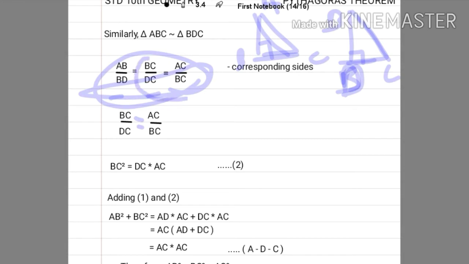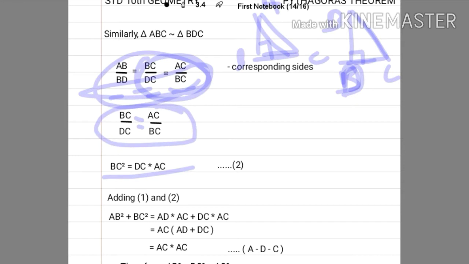second and the third terms, then we will get BC square, because what we want is AB square plus BC square, right? So if we equate the last two terms, that is BC upon DC is equal to AC upon BC, then we will get BC square is equal to DC into AC after cross multiplication. We did the cross multiplication of this term, so we get BC square is equal to DC into AC.